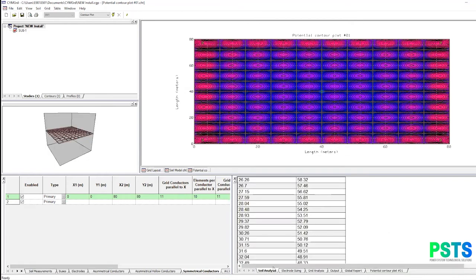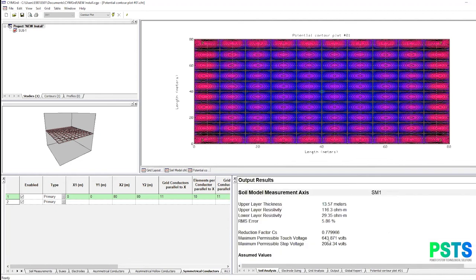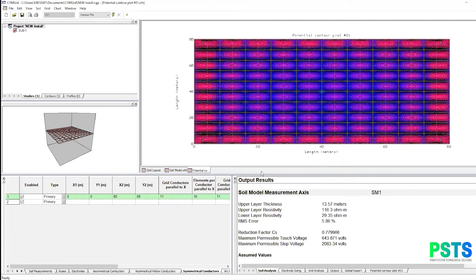So what is my tolerable maximum? 643. So if you go here, you see you're at 854, 664. So all this area in red really is danger. Those in between are marginal. So you have problems with this grid. You have to try and find a solution for it.